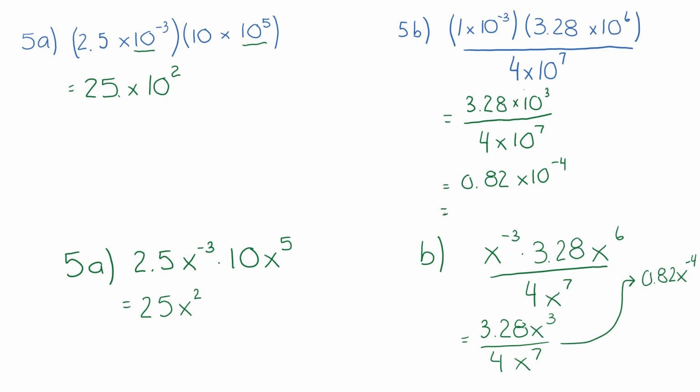And I'm going to rewrite this as 82 times 10, and if I'm moving my decimal, 1, 2, times 10 to the negative 6. And I'm done. You could write this as 8.2 times 10 to the negative 5, and that's perfectly acceptable as well.